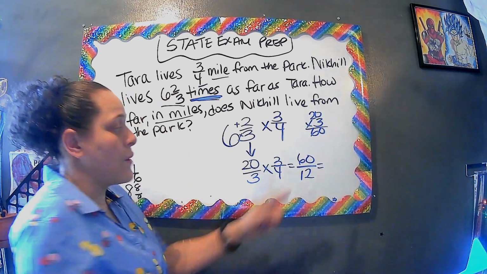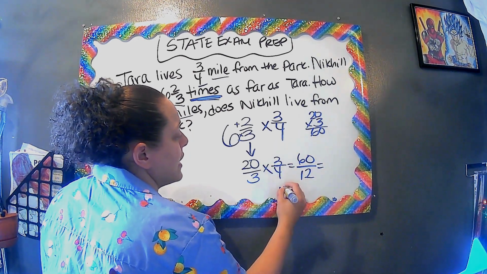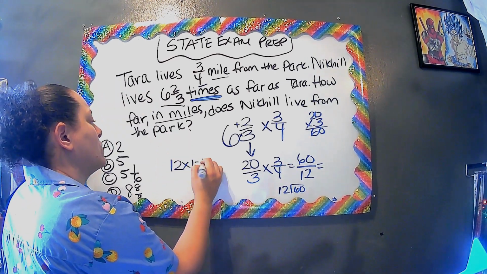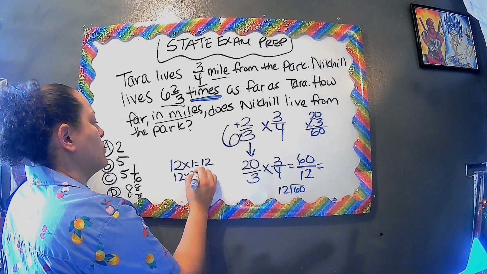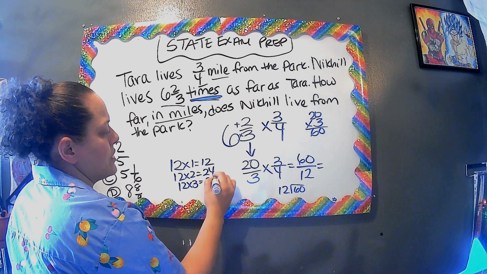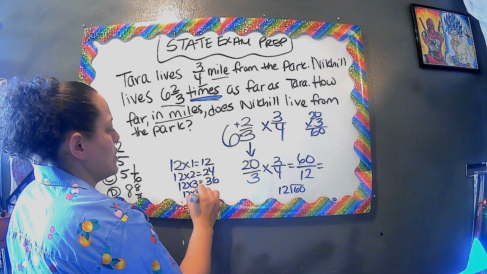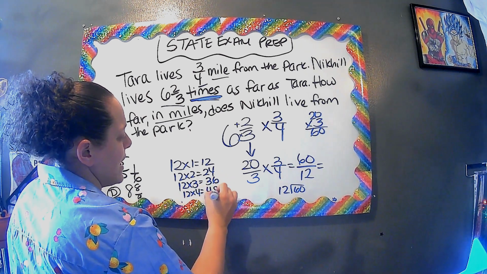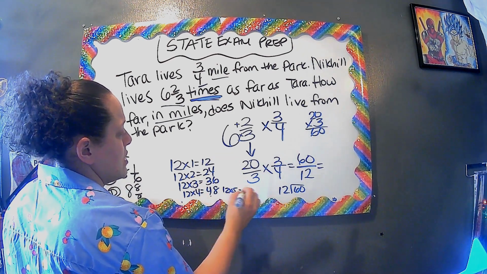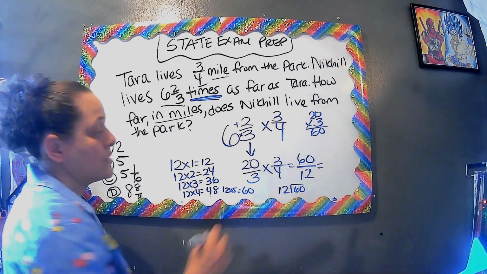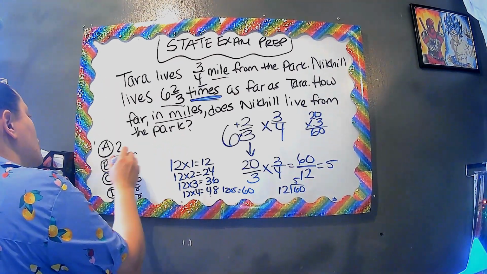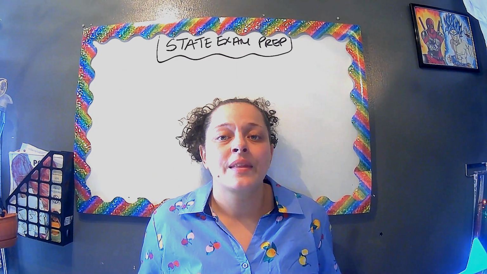And guess what? Now we have to do 60 divided by 12. Well, let's do it. We have 12 times 1 equals 12. 12 times 2, 24. 12 times 3, 36. 12 times 4 equals 48. 12 times 5 equals 60. So, guess what? We found out that this is 5. There we have it.